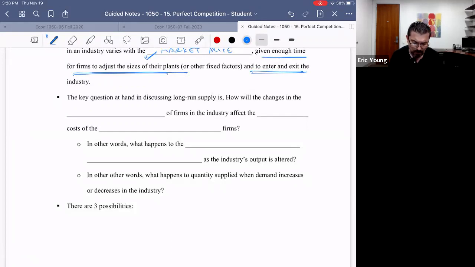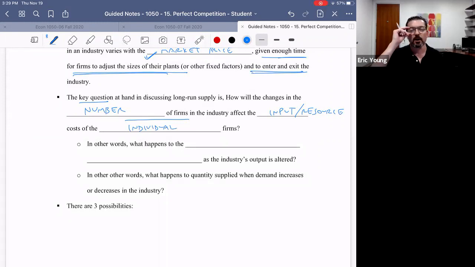Okay. When you're discussing market supply in the long run, the key question that you're looking at, and it's a real technical abstract thing, so just try to get your head around it, is, how will changes in the number of firms in the industry, remember with exit and entry, the number of firms will be different, affect the input, AKA the resource costs of the individual firms?